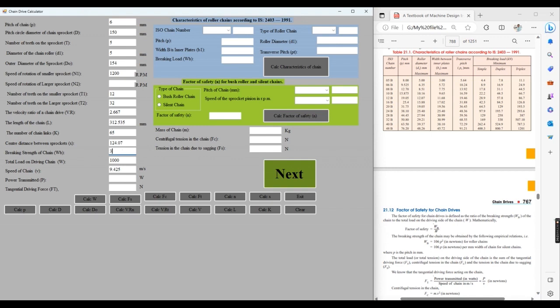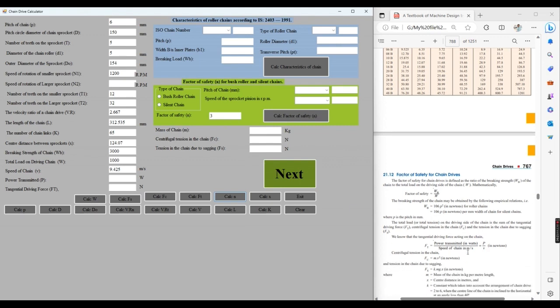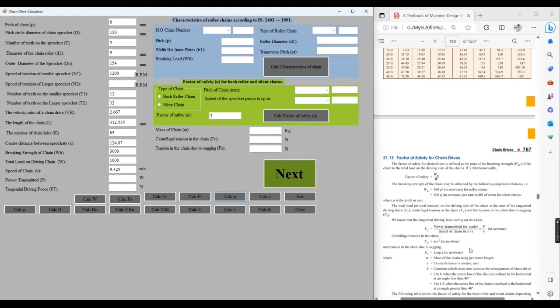Let's take 3000. Then we have to calculate n. Then the value of the factor of safety for this chain drive system becomes 3. So now this calculator can calculate the factor of safety as well.